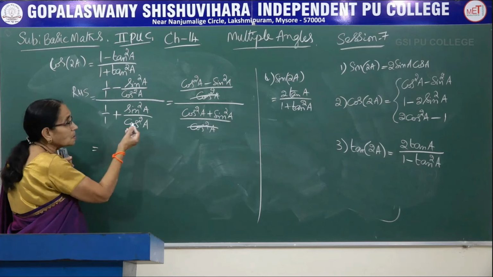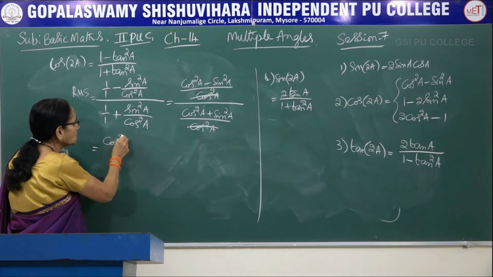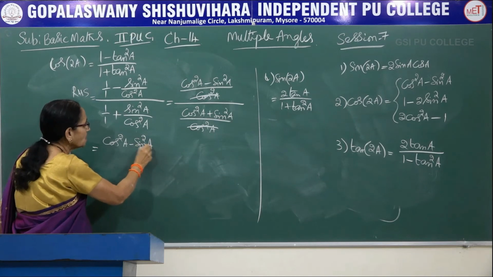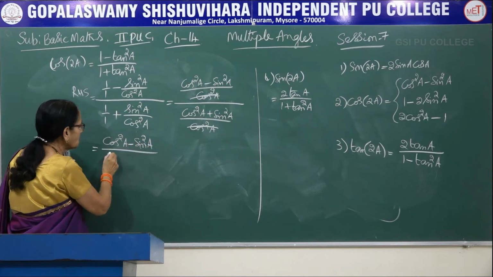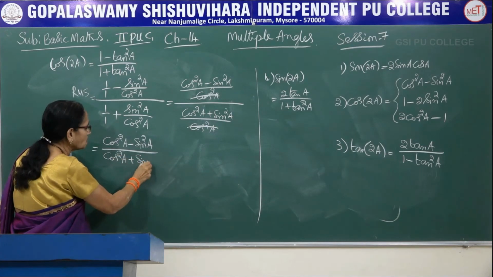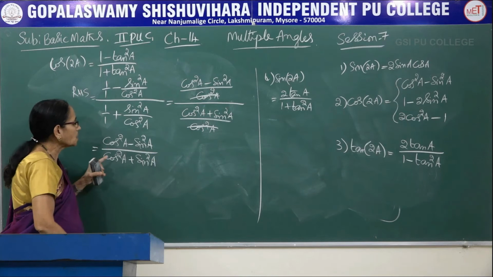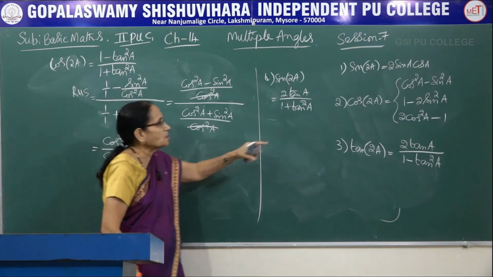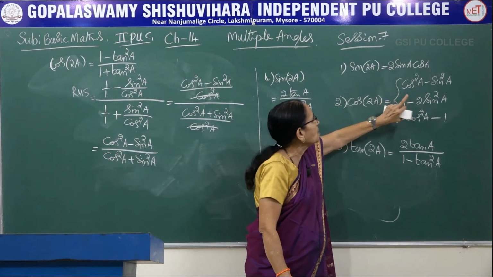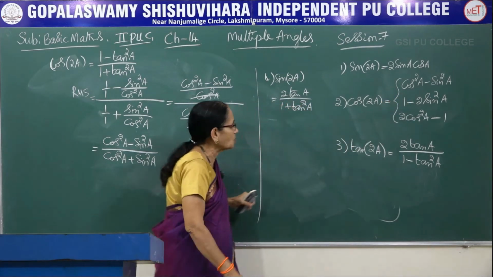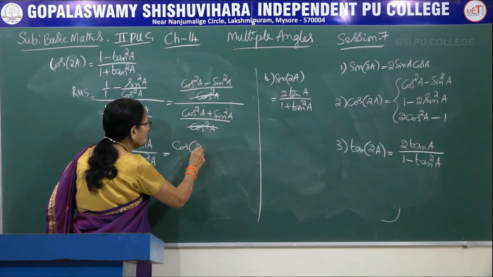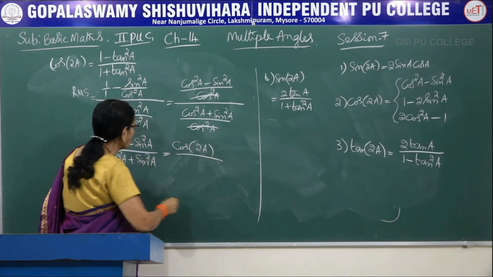Now let me write the remaining terms here. What are the remaining terms here? Cos square A minus sin square A. Denominator cos square A plus sin square A. Now look at the numerator and come to the second formula. What does the second formula say? Cos of 2A equal to cos square A minus sin square A. That is what I am having in the numerator. So I can replace it by cos of 2A.